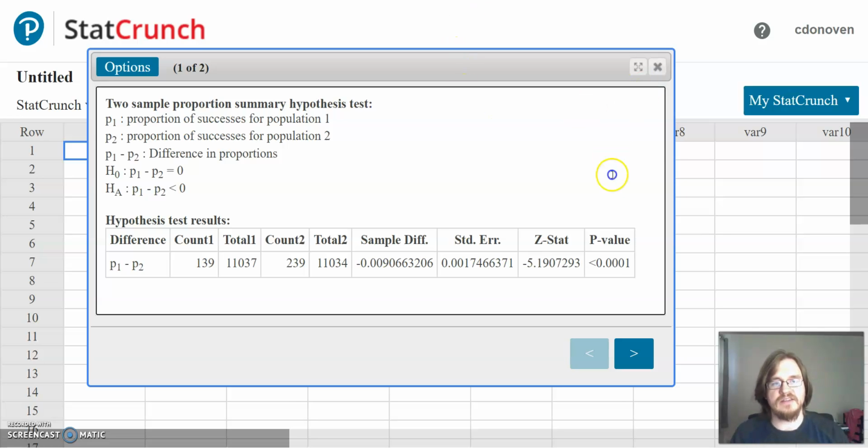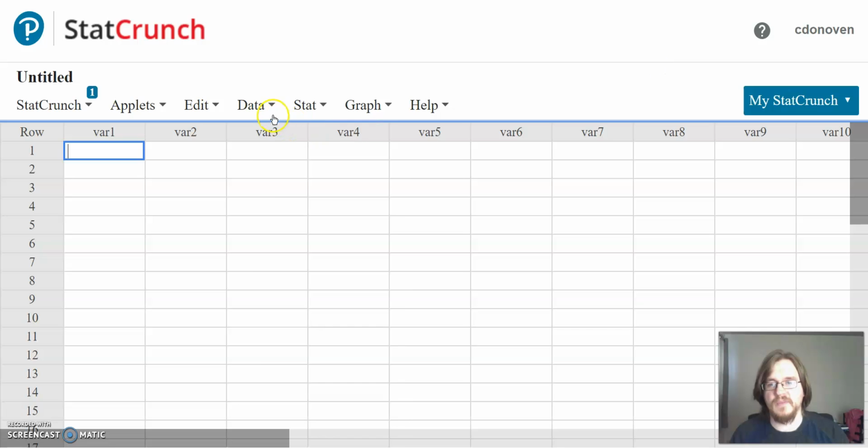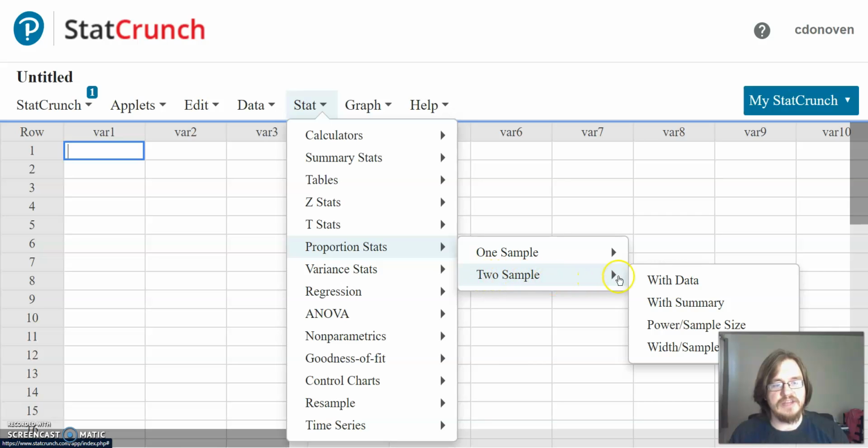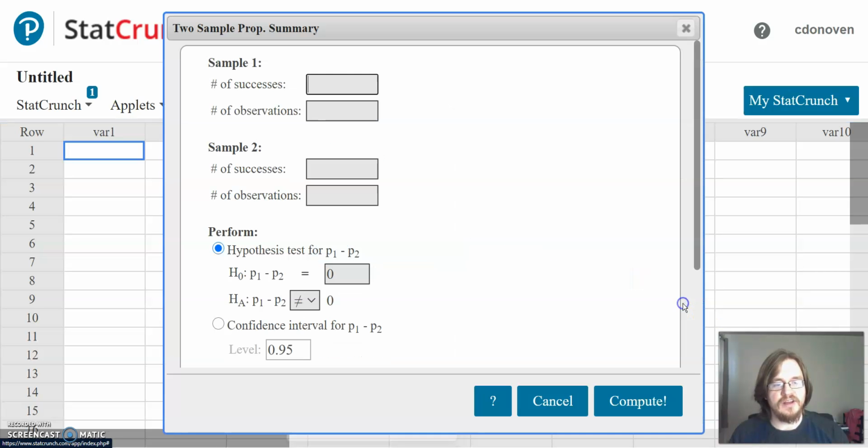So if we come back to StatCrunch and we open up Stat, we can come down to proportion statistics. Everything is exactly the same. We have two samples, and we have a summary of the data. There were 139 heart attacks amongst the 11,037 people taking aspirin, and there were 239 heart attacks amongst the 11,034 people taking placebo.